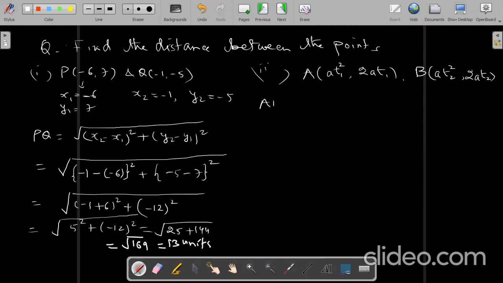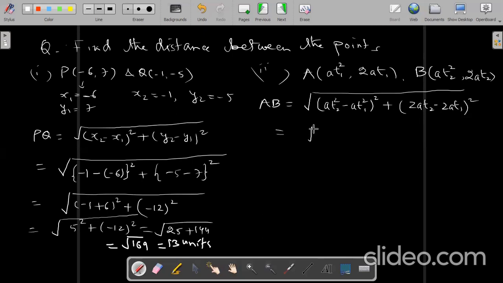So as you know, you can write x1, y1 and then substitute in the formula for AB. X2 is a t2 square, so a t2 square minus a t1 square, the whole square, plus y2 minus y1, which is 2a t2 minus 2a t1, the whole square.